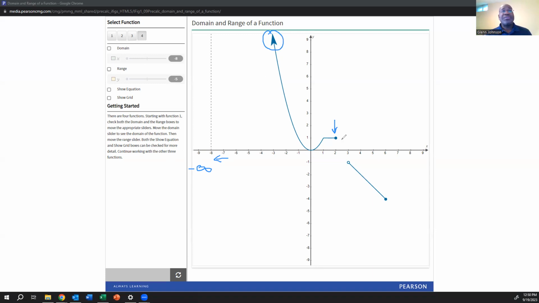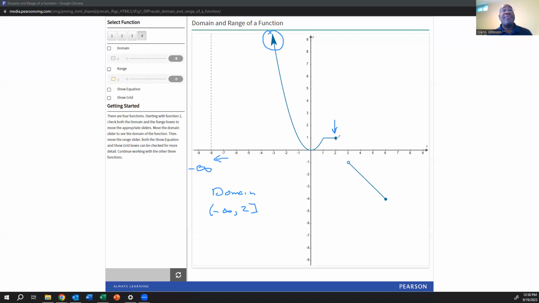So for this particular part of the graph, the domain will be from negative infinity to positive 2. Now, because of the closed circle that we have there, we're going to include that as part of the endpoint. And so we indicate that with a bracket.